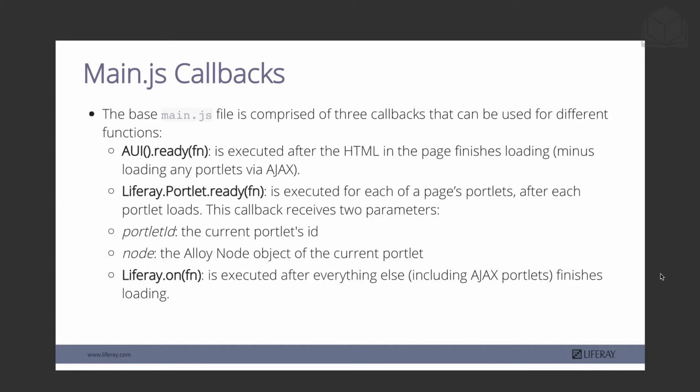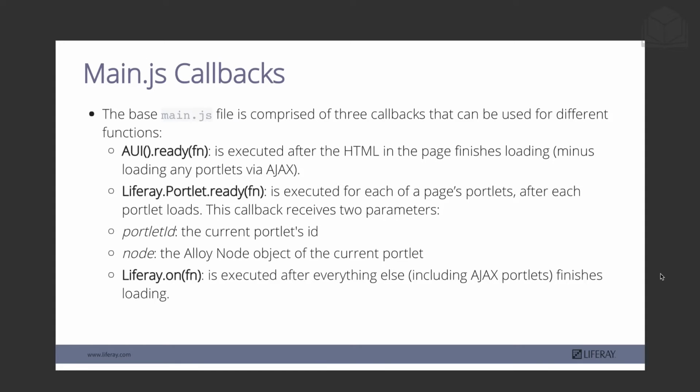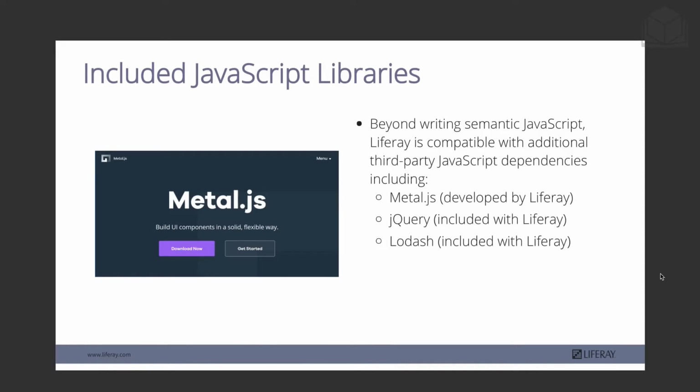So basically it breaks down simply. The AUI ready is going to be executed after the HTML on the page finishes loading, okay? The Liferay portlet ready is going to be executed after the page portlets have loaded, okay? This particular callback will receive 2 parameters. As you can see here, there's the portlet ID and the node, okay? And then Liferay.on is just going to execute after everything else, including Ajax portlets once they finished loading, okay? So you'll see some of these callbacks in the base theme's main.js, okay?